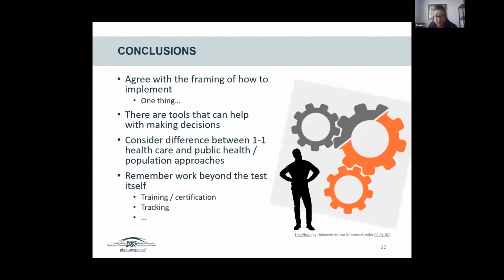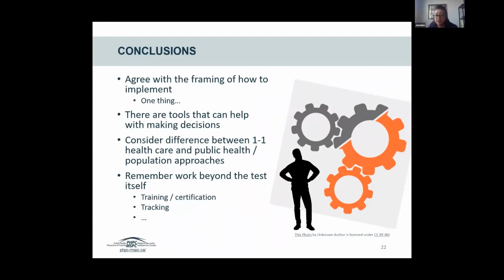So I really appreciate the opportunity to talk with you today about testing and to be a part of this webinar. I agree with the framing of talking about how we implement these. We're going to be using these technologies in some way, shape, or form. So which ones and how and when? I do want to flag that there's tools that can help us with making those decisions and expertise within the public health system, as well as within healthcare and laboratory, that can all work together as we do this.